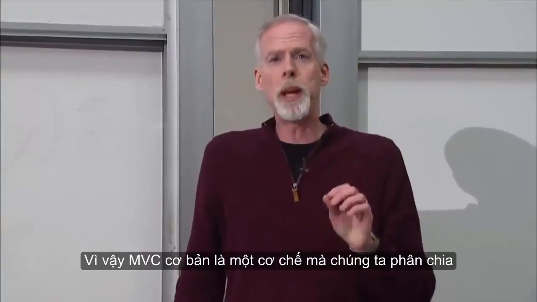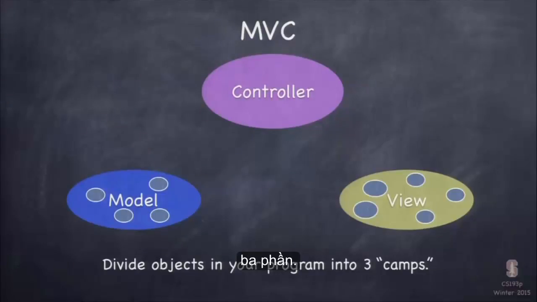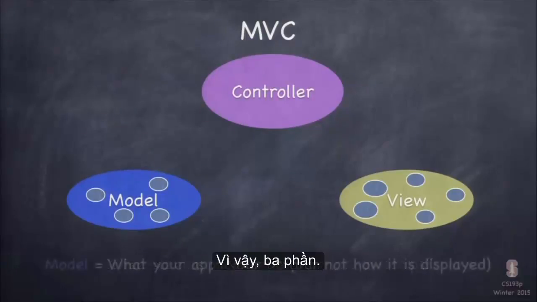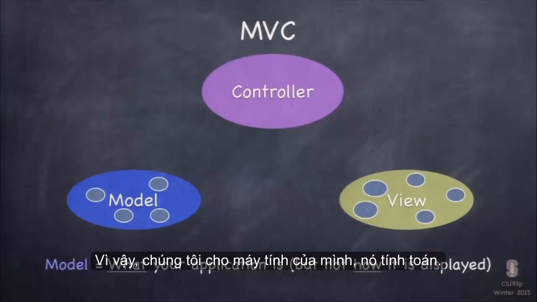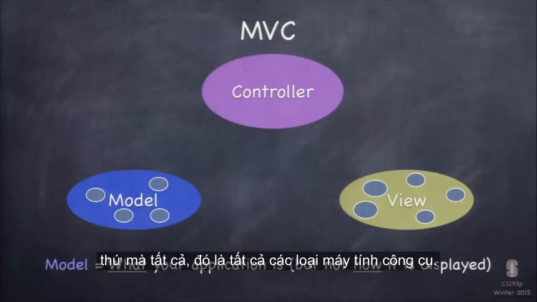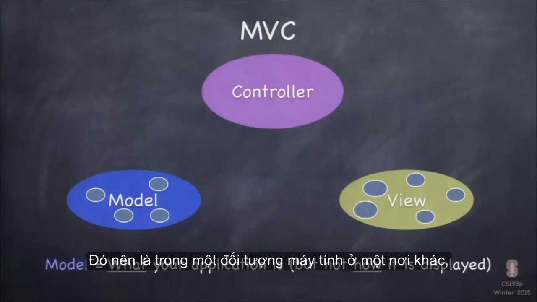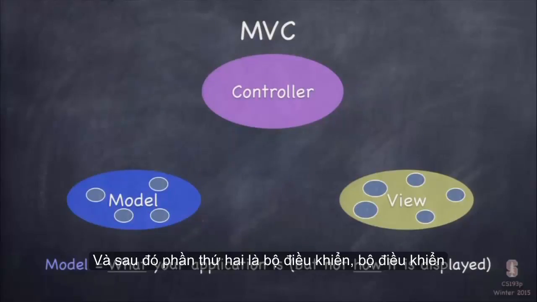So MVC is basically a mechanism where we divide up all the objects in our application into one of these three camps, okay? So the three camps, on the left there you see the model. So the model camp is going to be all the objects that are what your application does. So for our calculator, it calculates, okay? That's what it does. So all the parts where we're doing perform operation and all that stuff, that's all kind of calculator stuff. That should be in a calculator object somewhere else. It shouldn't be in our controller, okay?